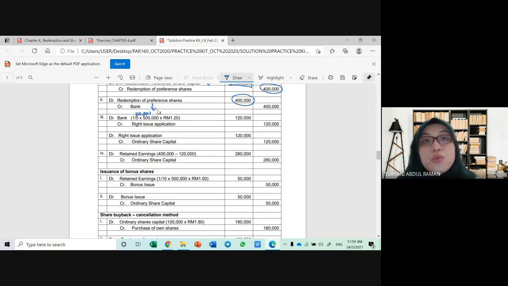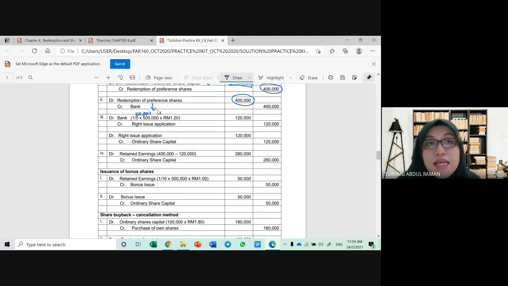If you convert this, the answer will be 100,000 units of shares, times 1 ringgit and 20 cents. So the amount that you receive from selling the right issue is 120,000. So how to record? Again, recall your knowledge in chapter 3. The right issue should be debit bank, credit right issue. And then you close the right issue account and transfer to ordinary share capital 100,000.